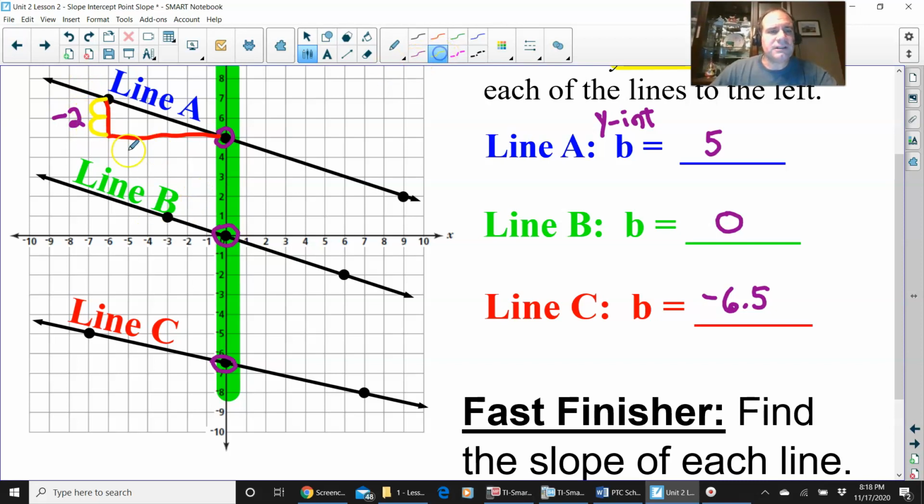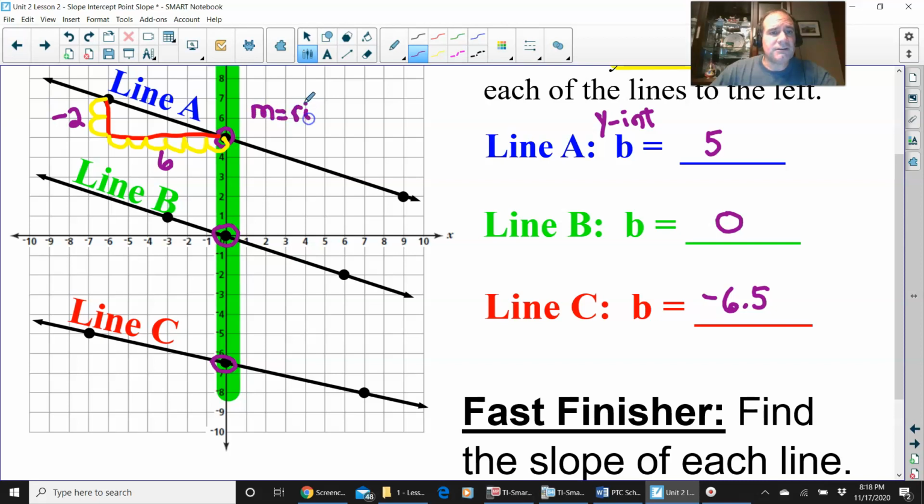Let me just switch to the yellow again, and I'm going to count 1, 2, 3, 4, 5, and 6. Since I went to the right, going into the positives, going right is going into the greater numbers. That is a +6. So the slope of line A, I'm going to put that right on here.